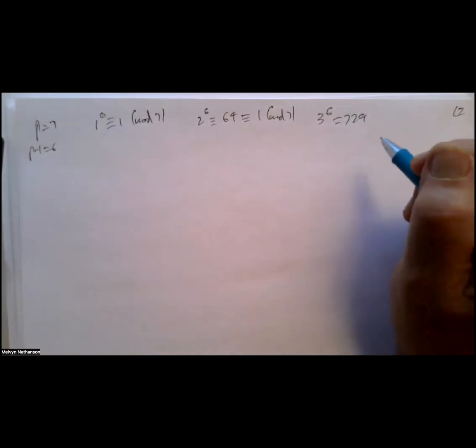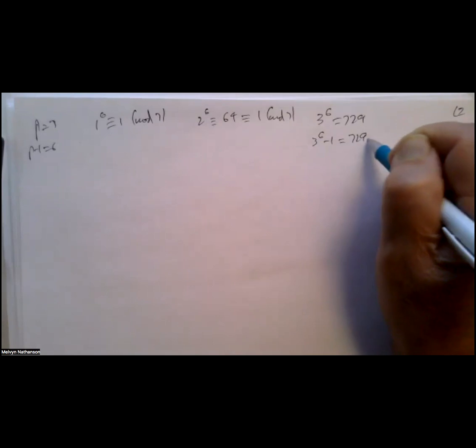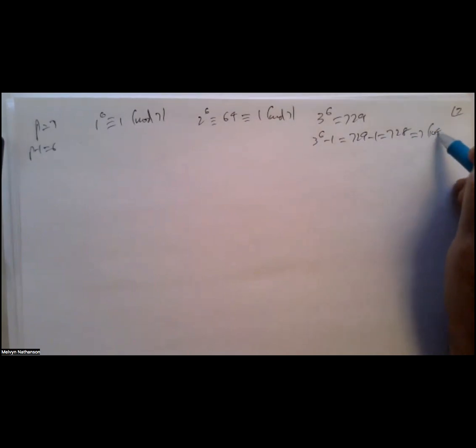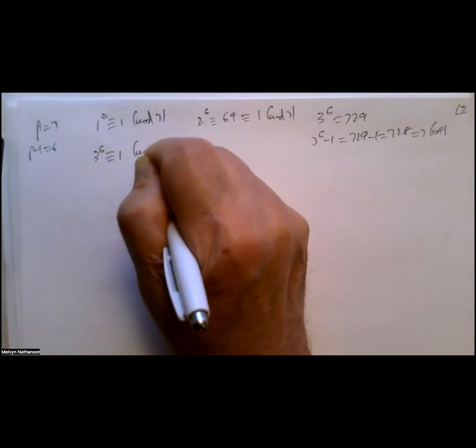What about 3 to the 6th? 3 to the 6th is 729. So 729 minus 1 is 728. Well, of course, you can actually see this is divisible by 7. This is 7 times 104. So 3 to the 6th is congruent to 1 mod 7.